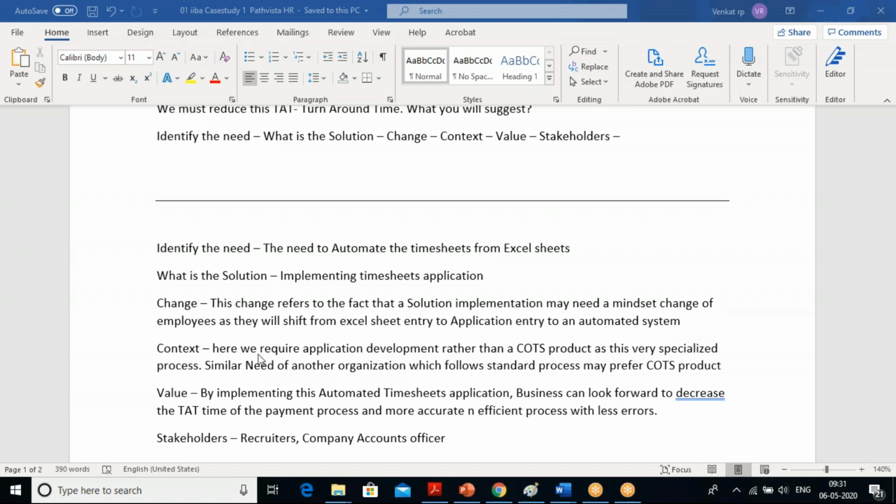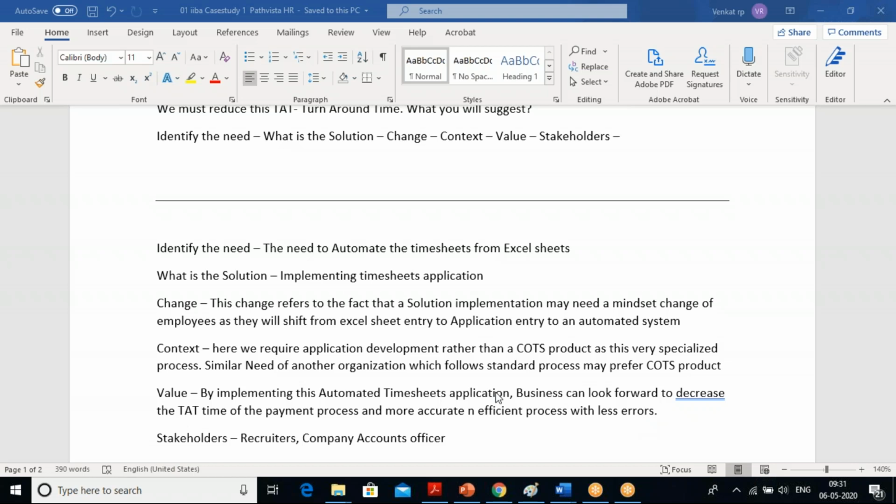And the context is that we will develop our own application rather than COTS, rather than taking it from a COTS supplier, because it is a very specialized solution. It is not a generic solution in this particular context. Therefore it is good for us to develop our own IT application, and the context belongs to the infrastructure as well, and the stakeholders. And the value is we are going to decrease the TAT time and the payment process, and have a more accurate and efficient process with fewer errors.